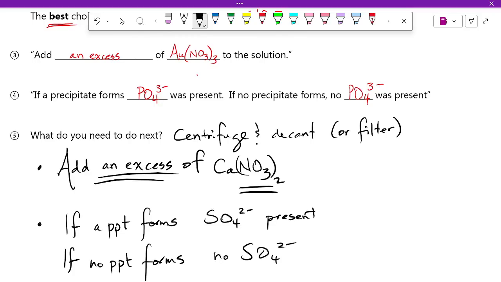Yay! Your homework is 3.1 C and page 20, number 1A and B.